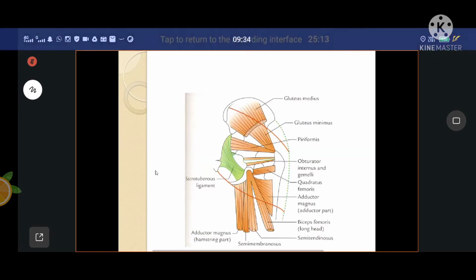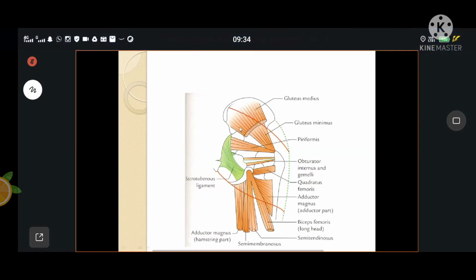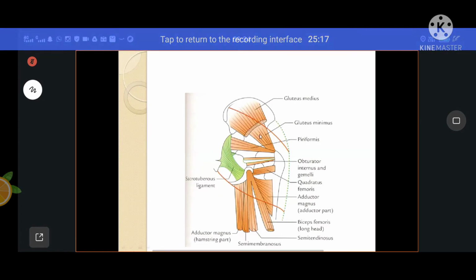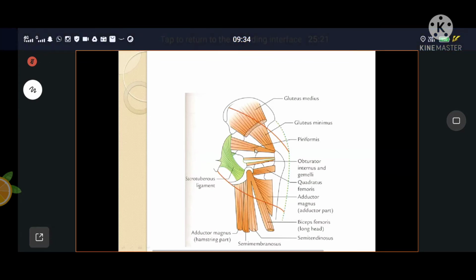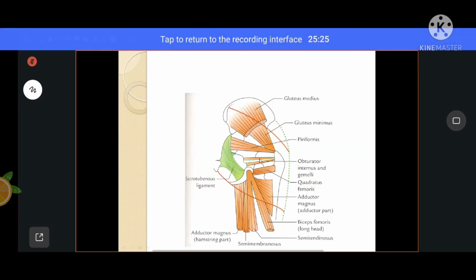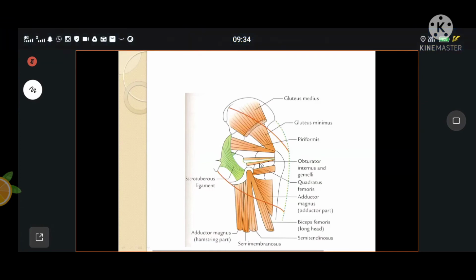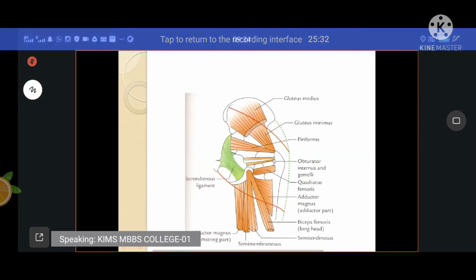So you can see here the gluteus medius muscle is getting inserted to the greater trochanter. Gluteus minimus muscle is getting inserted into the greater trochanter. Piriformis is getting inserted into the greater trochanter. The gemelli superior, the obturator internus, and the gemelli inferior. All these are getting inserted into the greater trochanter.